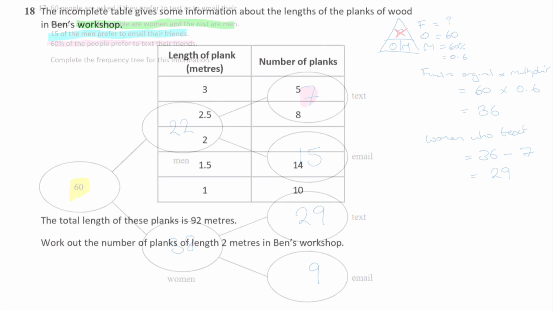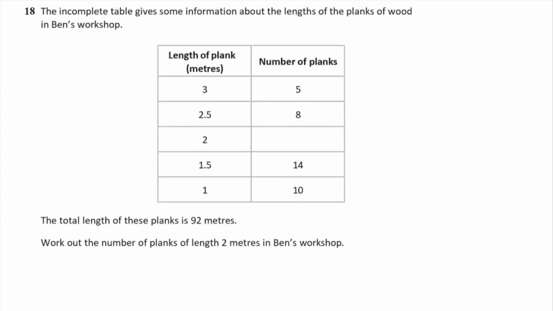We're done. Question 18. The incomplete table gives some information about the lengths of the planks of wood in Ben's workshop. We've got length of plank in meters. They go from 3 to 2.5 to 2 to 1.5 to 1. And we've got some planks: 5, 8, blank, 14 and 10. We're told that the total length of all these planks is 92 meters. Work out the number of planks of length 2 meters in Ben's workshop.